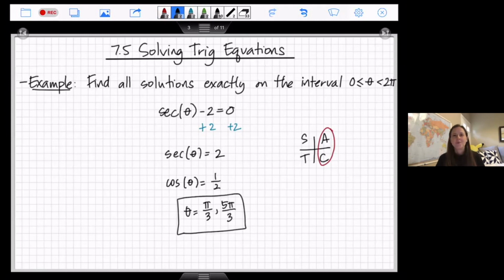All right, we'll get to some more complicated techniques of solving trig equations when we get back together in class.